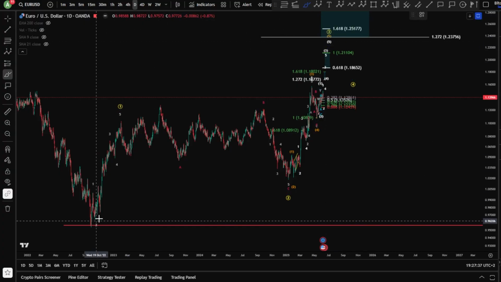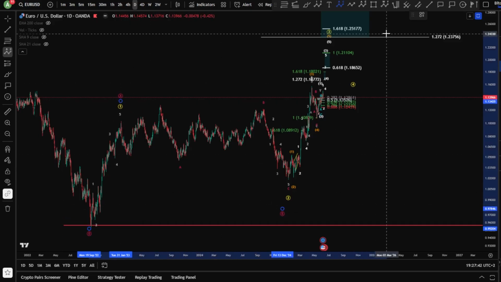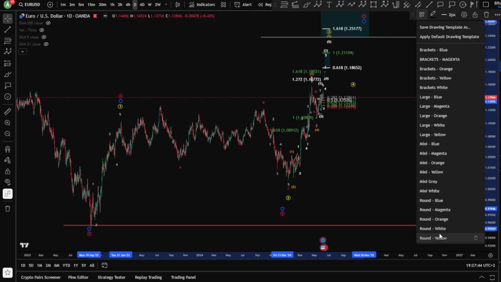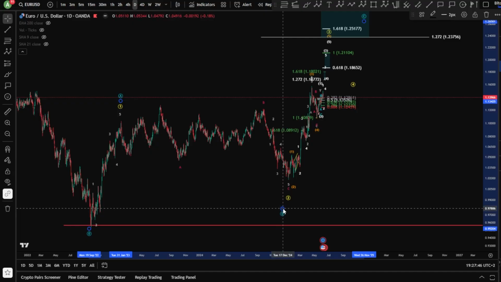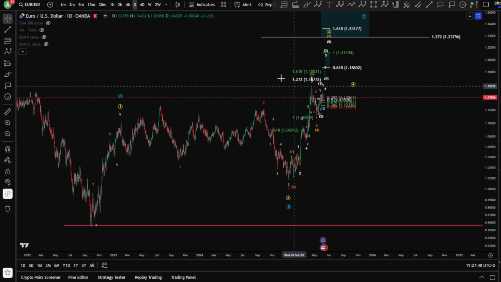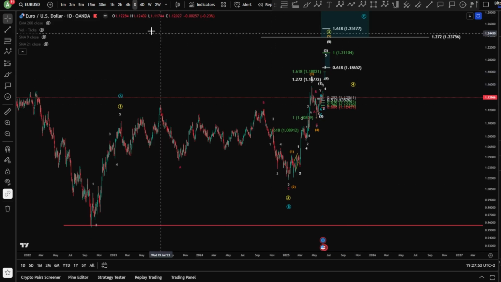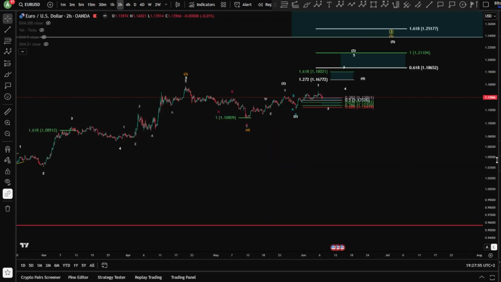Great. So in case this is a 1, 2, actually what we should have here is an ABC. Here we go, ABC. So potentially it can be ABC as we mentioned on the daily. Now we can move inside it to see what is going on the 2 hour chart here.